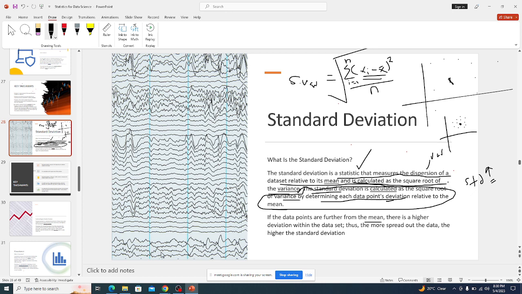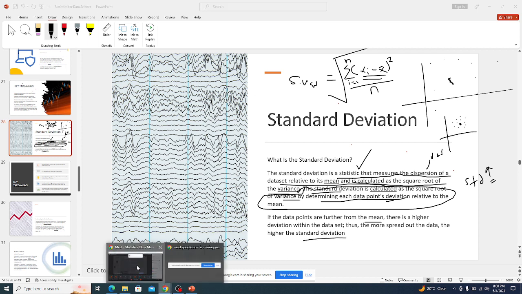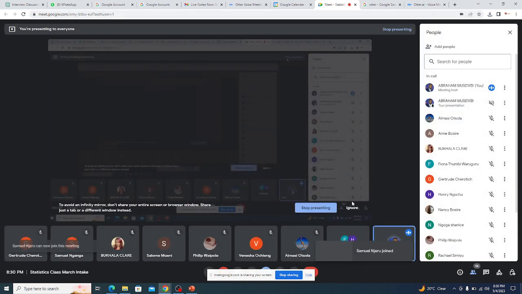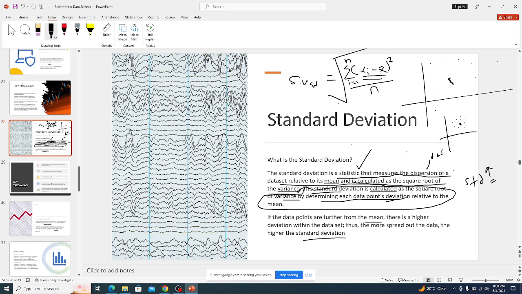Okay, so if the data points are further from the mean, there is a higher deviation within the data set. The more spread out the data, the higher the standard deviation. The more our data is spread away from the mean, then of course we will have a higher standard deviation.